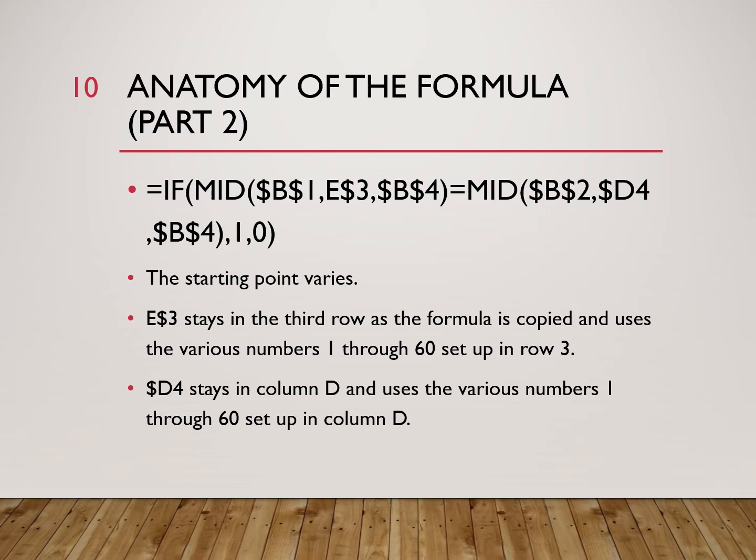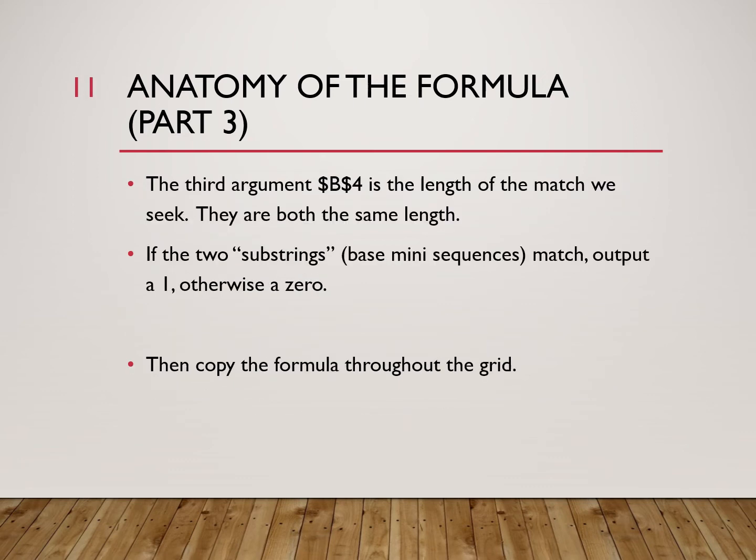The second argument in the second MID is $D4. So this time it's the D, the letter, that stays fixed, and the number that changes. Again, this formula gets copied over and down. When we copy it over, the letter does not change because of the dollar sign, but the numbers will change. We've set up another sequence of numbers 1 through 60 in column D, so we are always referring to one of these numbers. So the positions vary. The third argument of a MID is the length of the subsequence or substring.